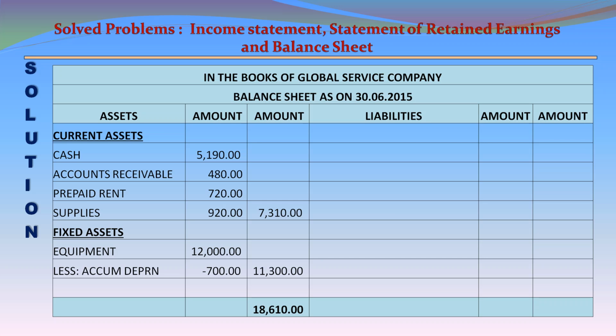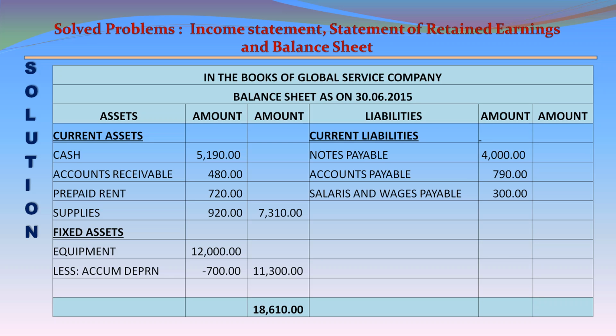Net equipment 11,300. Total assets 18,610. On the liabilities side, current liabilities, notes payable 4,000. Accounts payable 790. Salaries and wages payable 300. Interest payable 10. Unearned rent revenue 400. Total current liabilities 5,500.